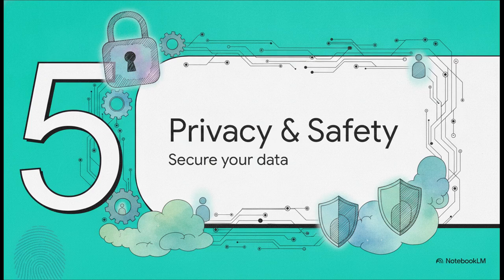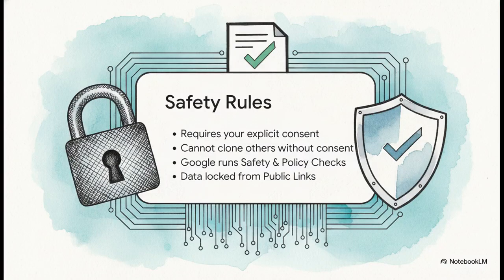Let's transition to a very important topic. Section 5, Privacy, Safety, and Deletion. Because biometric data is incredibly sensitive, Google's safeguards here are extremely strict. First off, an avatar can only be created with your explicit consent. You physically have to scan that QR code and do the camera tasks yourself. Second, there's absolutely no cloning someone else without their consent. Third, Google runs continuous safety and policy checks on the generated videos to prevent any kind of misuse.